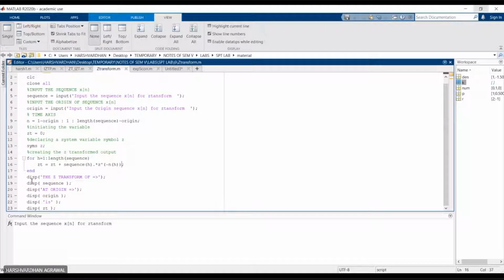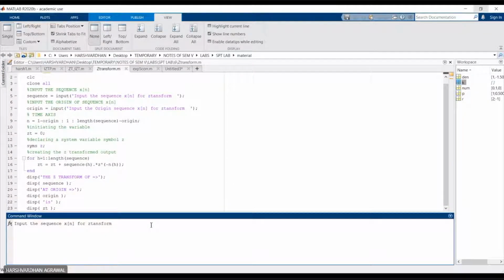Here I'm getting my Z transform, sir. If I take this input sequence and my origin is 2, I'm getting this result, sir.